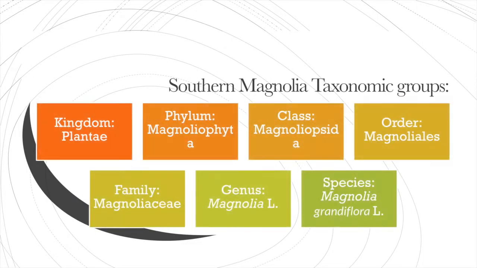The southern magnolia can be classified into 7 different taxonomic groups. Kingdom Plantae, which consists of plants, phylum Magnoliophyta, consisting of flowering plants, class Magnoliopsida, which are dicotyledons, order Magnoliales, family Magnoliaceae, genus Magnolia, and species Magnolia grandiflora, otherwise known as the southern magnolia.